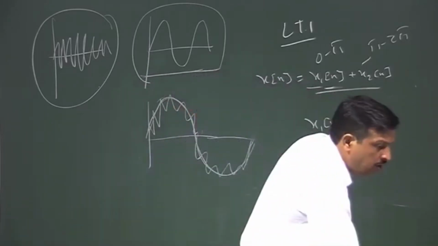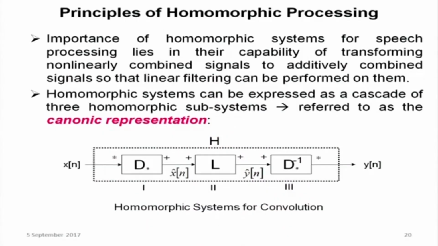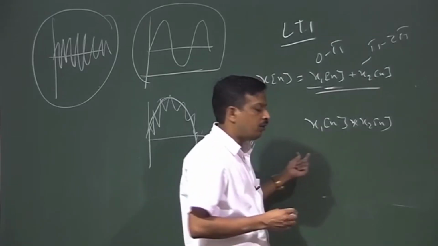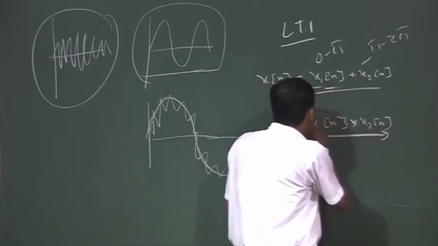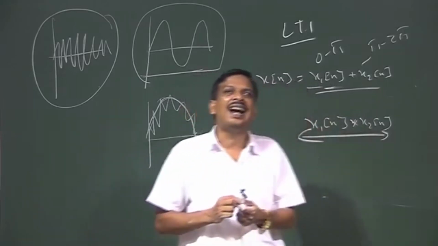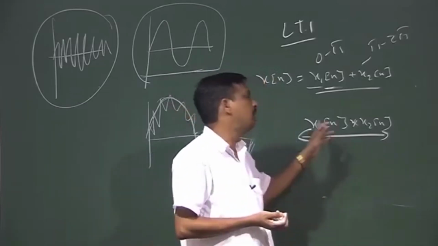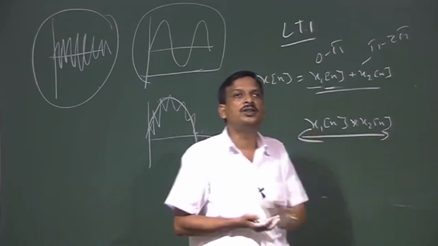So, what do we want? The importance of homomorphic systems in speech processing lies in their capability of transforming non-linearly combined signals to additively combined signals. The basic purpose is to transform the non-linearly combined signal. I want the convolved signal to be represented by an additive signal. So, what kind of transformation should I do so that convolution becomes simple addition?